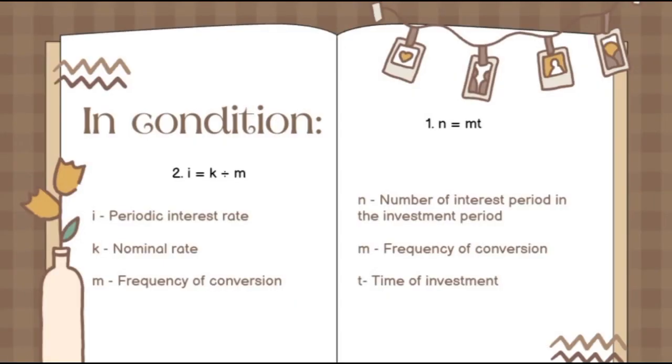The formula of future value is S equals P in a bracket 1 plus i to the power of n. And the formula for principal value is P equals S in a bracket 1 plus i to the power of negative n. Where i equals k divided by m and n equals m times t. In this condition, i is the periodic interest rate, k is the nominal rate, m is the frequency of conversion, n is the number of interest periods in the investment period, and t is the time of investment.